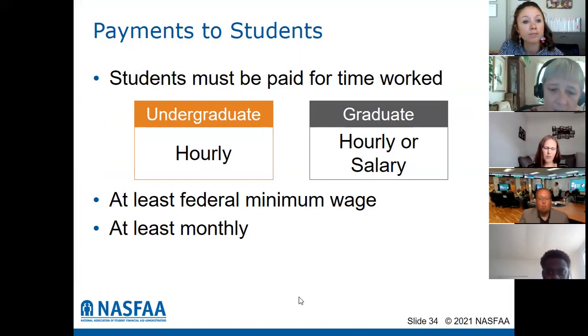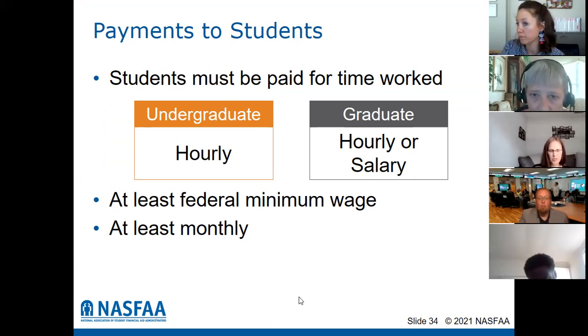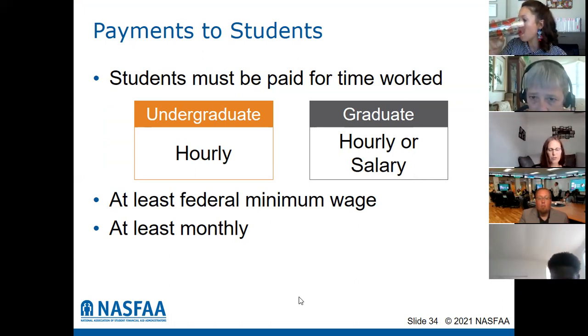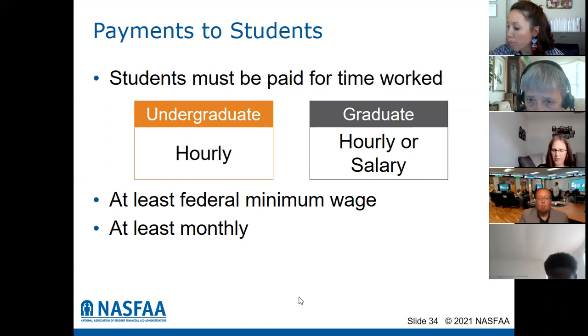Okay, next we're going to review payments to the students for federal work study. Like a regular job, the student earns federal work study wages when he or she performs the work. Undergraduate students are paid federal work study wages only on an hourly basis. Graduate students may be paid on an hourly or a salary basis. Original copies of timesheets and other records of the hours worked on a daily basis must be certified by the student supervisor and maintained at the school.